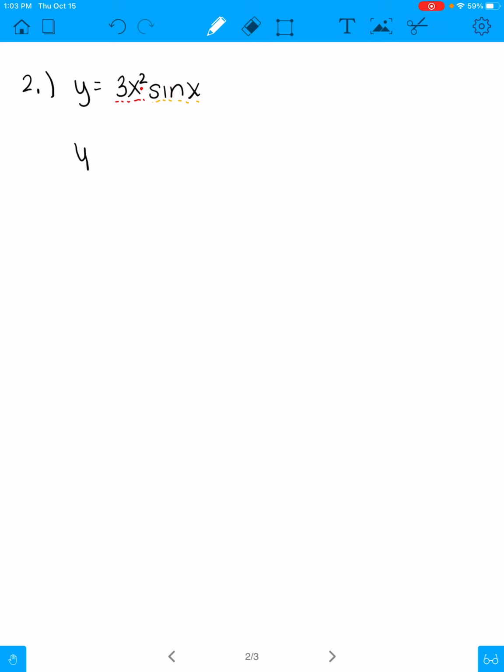For this one, your first derivative is equal to your first function, 3x squared, times the derivative of sine, which we know now is cosine, plus the second function, sine, times the derivative of your first, which is 6x. So my first derivative here would be 3x squared cosine x plus 6x sine of x.